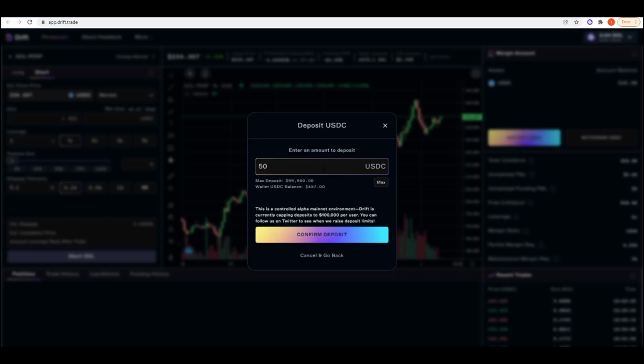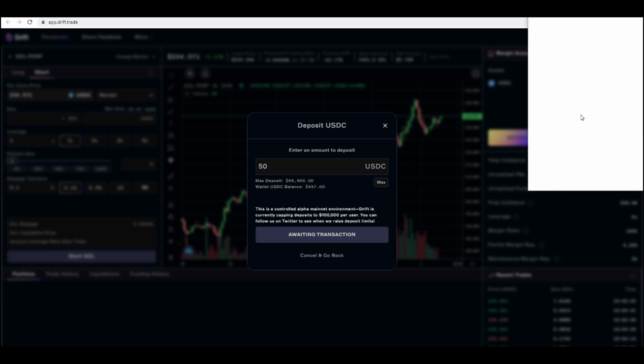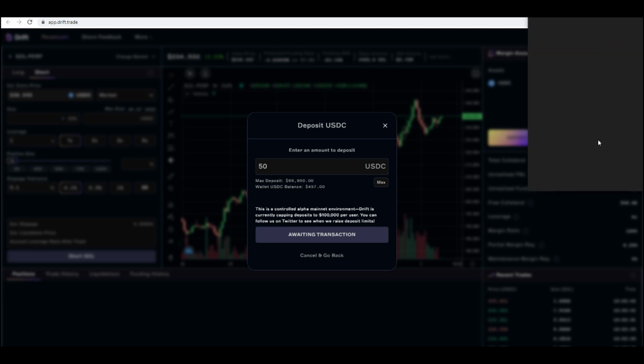You currently have a cap of 100,000 per user. They're going to raise that in the future, but because this has recently opened up on mainnet and it's still quite early in development, there are still going to be lots of features that you would expect from a perpetual futures DEX that haven't quite arrived on Drift yet, and you'll be able to see that in a bit. Currently they have about 3 markets which you can trade.